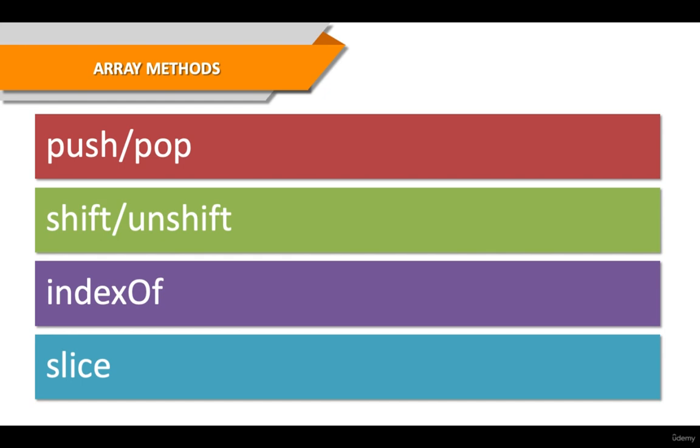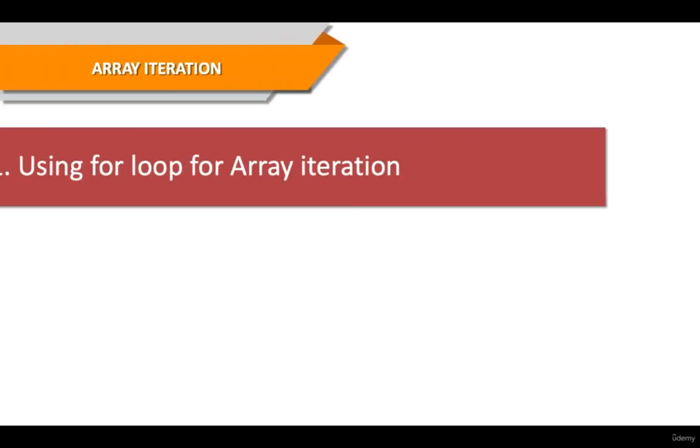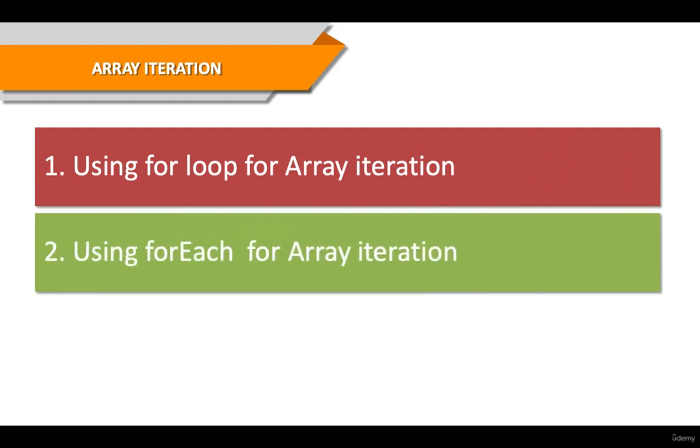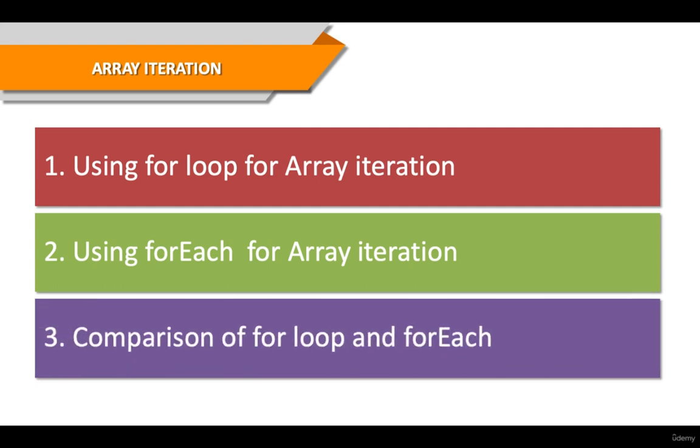Then I introduced you to an array iteration, where we were able to use a for loop for an array iteration. Then we got into a built-in array method, which is the forEach. And remember that I told you that we use that for an array iteration as well. That, my friends, is a very useful method. And to clarify that, we compared these methods, the for loop and the forEach.